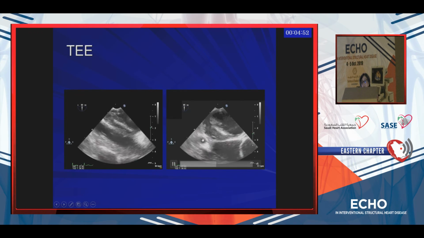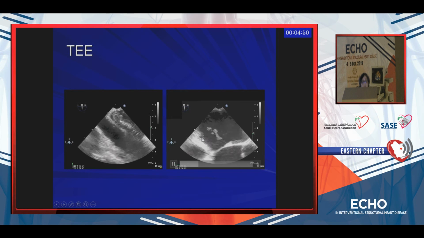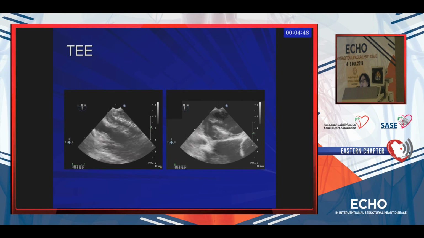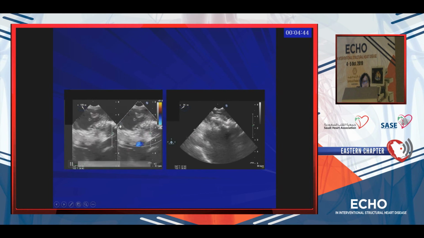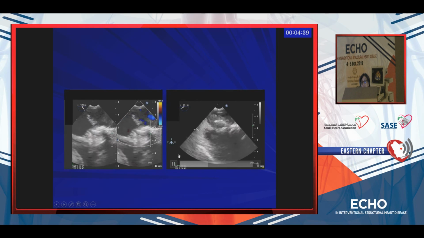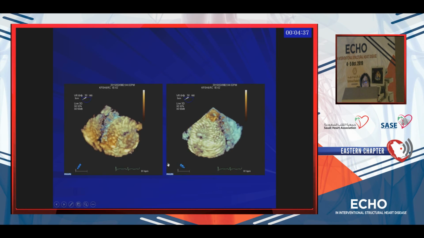And then you do tilting, and there's this free moving mass on the device. You do some more views, a lot of masses on the device, again, coating of the device. And this is the 3D, this is the left atrial view, and this is the right atrial view. Remember, most of the mass was on the left atrium. He refused to have anything done to him.